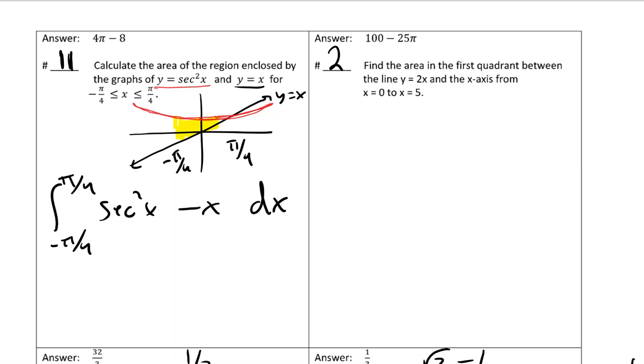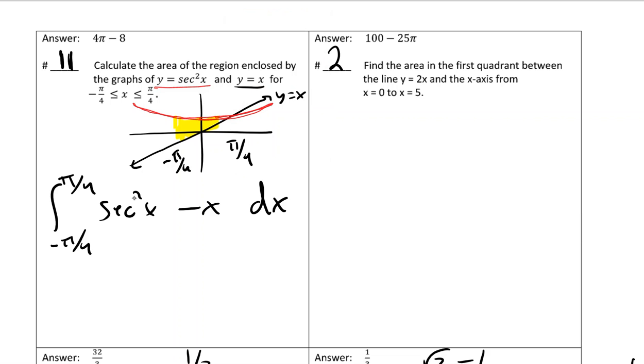If I only integrated secant squared, it would give me everything between it and the x-axis, but some of that I don't want. And the part of it that I don't want to count double is the part under x. So subtracting that away is how this all works out. So it's important to remind ourselves why this is working.